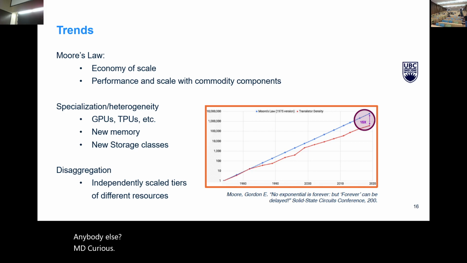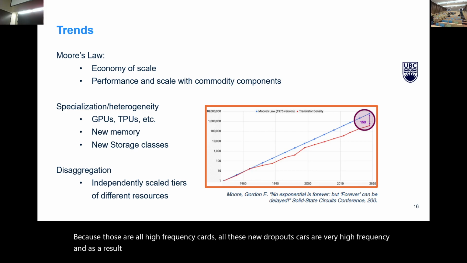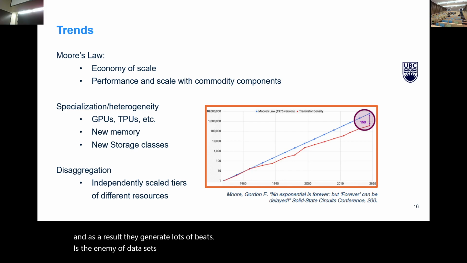And I can show off because I've got, you know, a 4090 still. With a water block on it. And why do I have a water block on it? Because those are all high-frequency cards. All these new graphics cards are very high-frequency, and as a result, they generate lots of heat. And heat is the enemy of semiconductors, the enemy of data centers too, so we have to keep track of that.